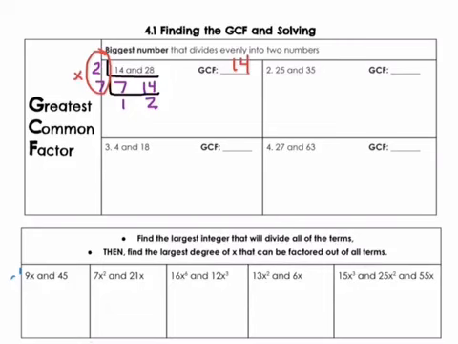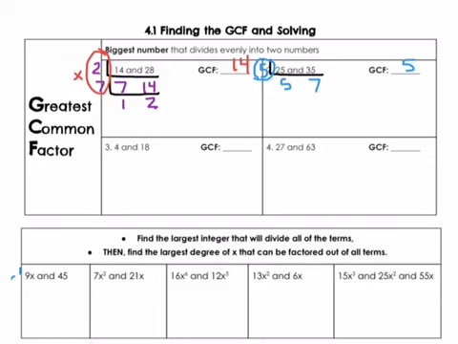So the next question, we have 25 and 35. So we need to figure out what number I can divide both of those by. No, it's pretty easy. We can divide them both by 5. 25 divided by 5 is 5. 35 divided by 5 is 7. So this one's pretty easy. Your GCF is just 5.